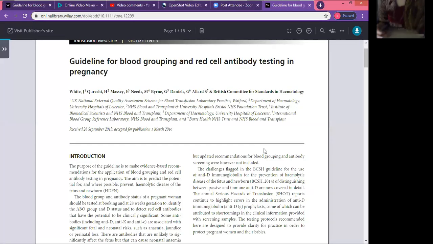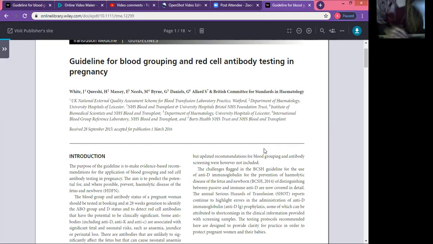Okay, hello everyone. We will be going through the guidelines for blood grouping and red cell antibody testing in pregnancy. These are the BSH guidelines published in March 2016, and they are an update on the previous guidelines published in 2007. They take into account recent advances in fetal medicine, such as the widespread use of non-invasive fetal monitoring techniques like Doppler of the middle cerebral artery, and also fetal genotyping from DNA in maternal blood samples.